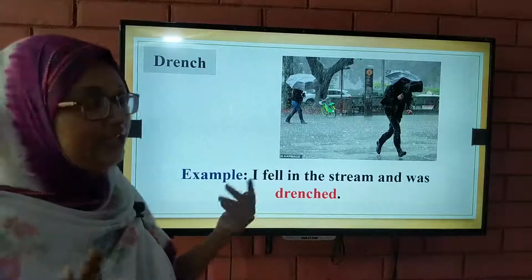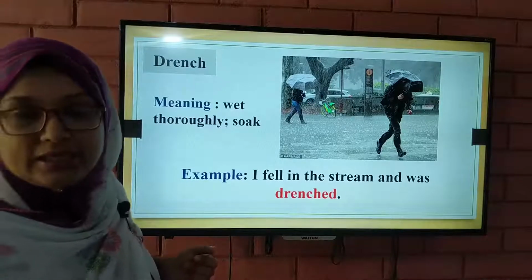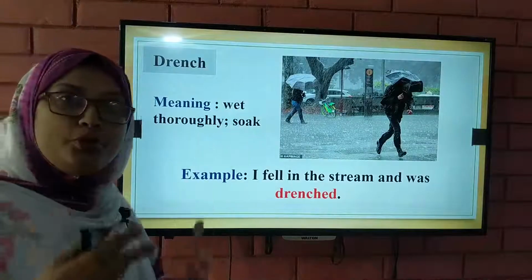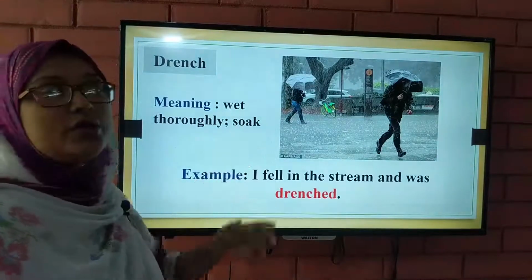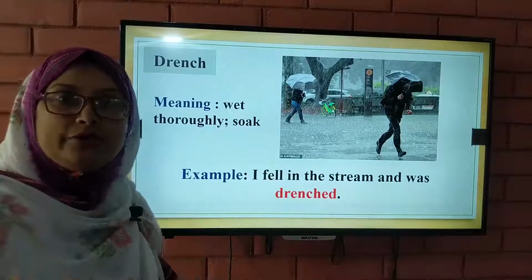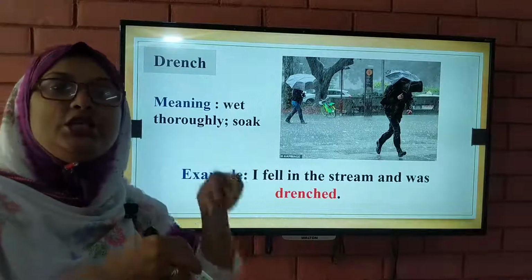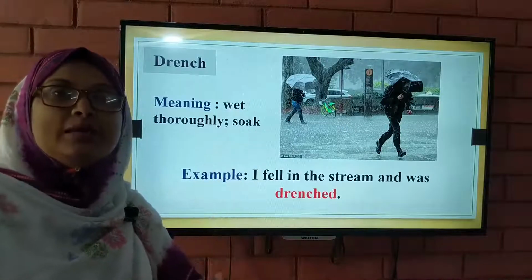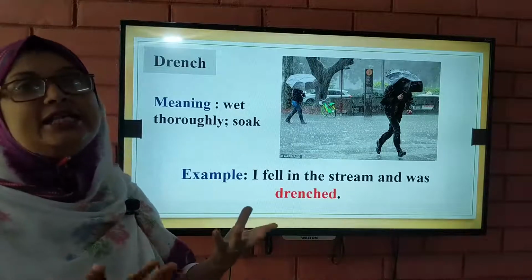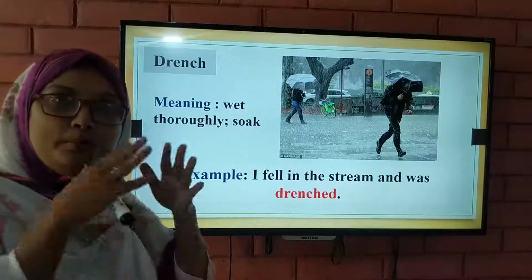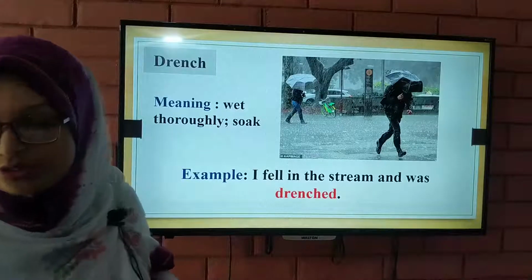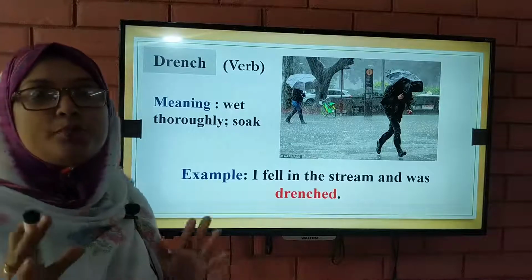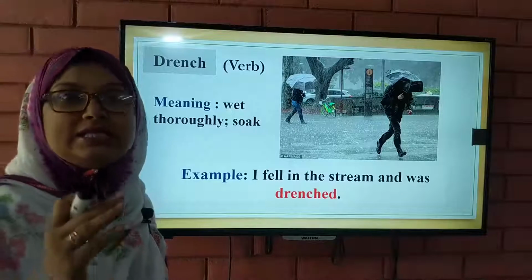I got wet. Okay, so I think you have the idea, that is wet thoroughly. If we just put a dry cloth into water, then what happened? The dry cloth soaks all the water and gets drenched. So this is a verb. So this is an action.